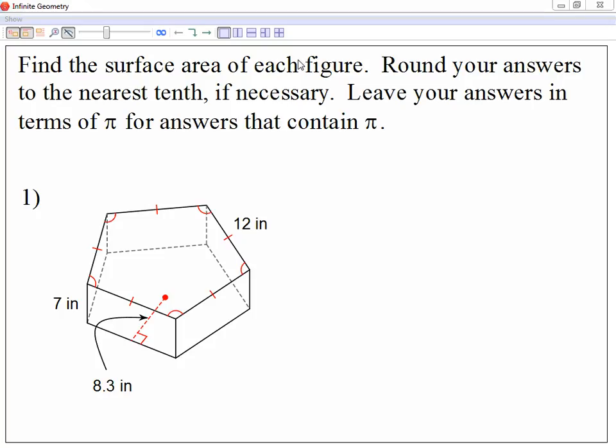It says find the surface area of each figure. Round your answer to the nearest tenth. So if there are any decimals, round it to one decimal place. Leave your answer in terms of pi for answers that contain pi. So those are circles. If there are any circles, leave pi as a pi.